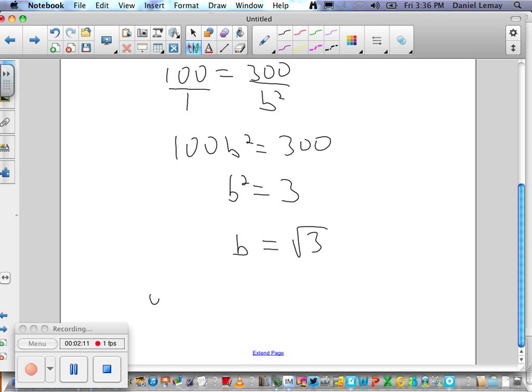So my equation is y equals 100, because that's my initial value. That's what a was, right, on the other side, times the square root of 3 to the x power. Then they're asking us, if you go back and look at the question, they said, how many fruit flies will they have after 10 days? So I'm just going to take 100 times the square root of 3 to the 10th power.